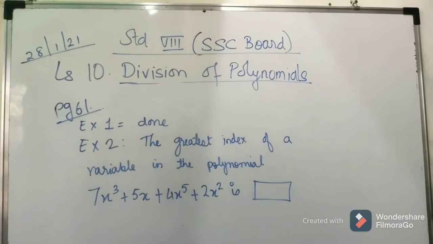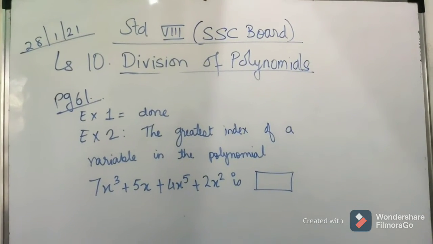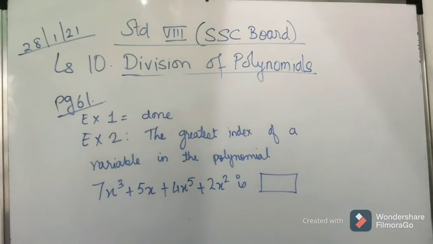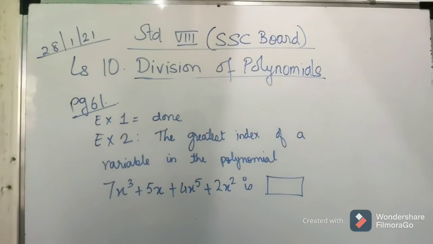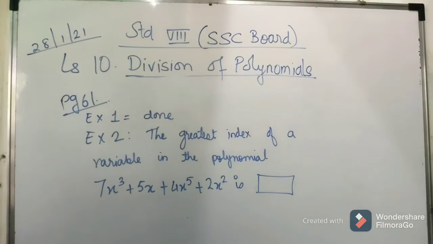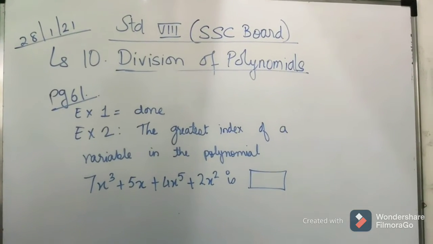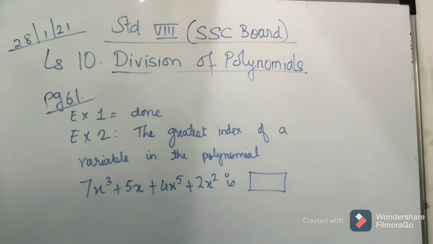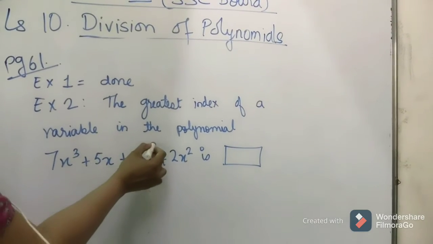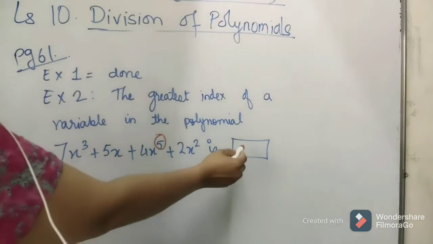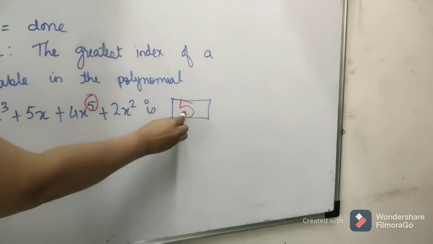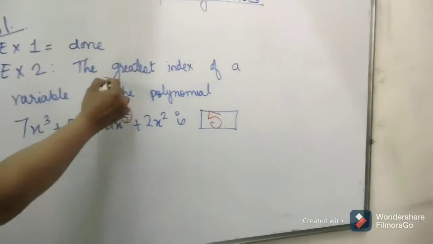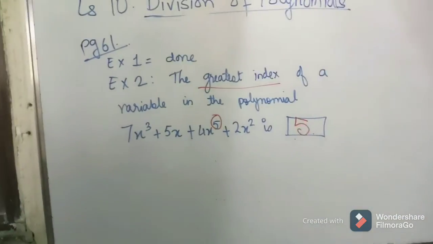Okay, the second example we have to do, the greatest index of a variable in a polynomial 7x cube plus 5x plus 4x raised to 5 2x square is. Now students, here you have to see the highest number is 5. So here I am going to write 5. So I hope you understood greatest index is 5.